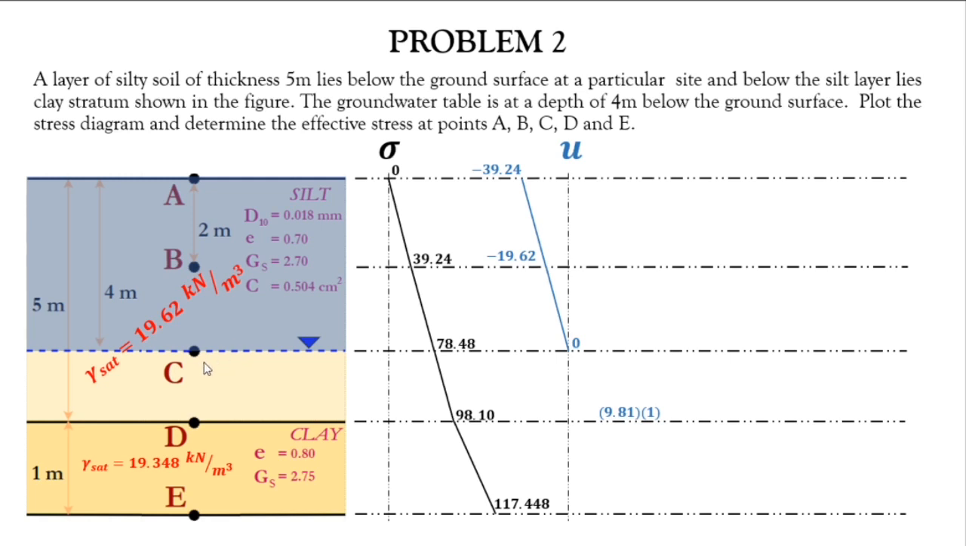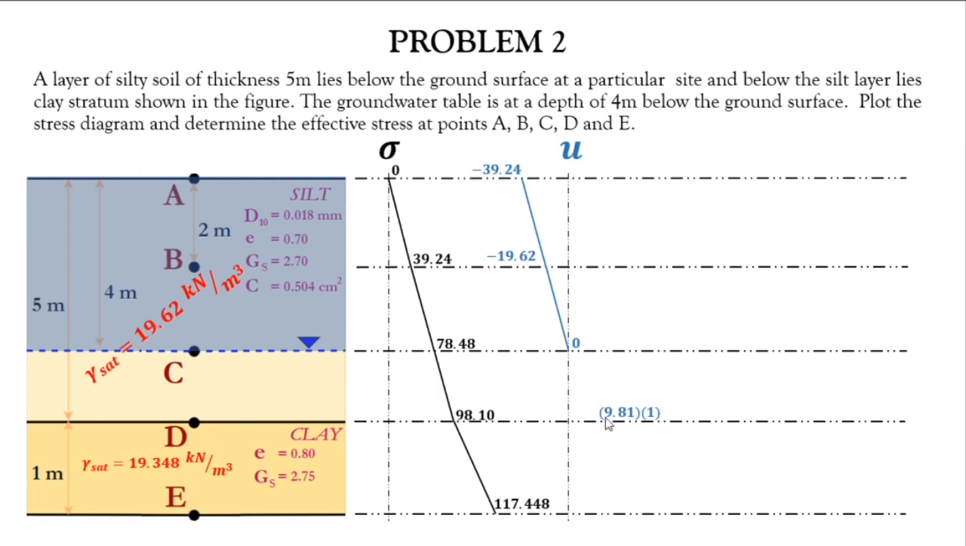So, next, punta tayo sa point D. Sa point D, dahil ito ay nasa ilalim na or wala na siya sa capillary zone, dahil submerged na yan, positive na yung value niyan. So, ibig sabihin, below the groundwater table, positive pore water pressure, above the groundwater table, doon sa part ng capillary zone, negative pore water pressure ang makukuha natin.